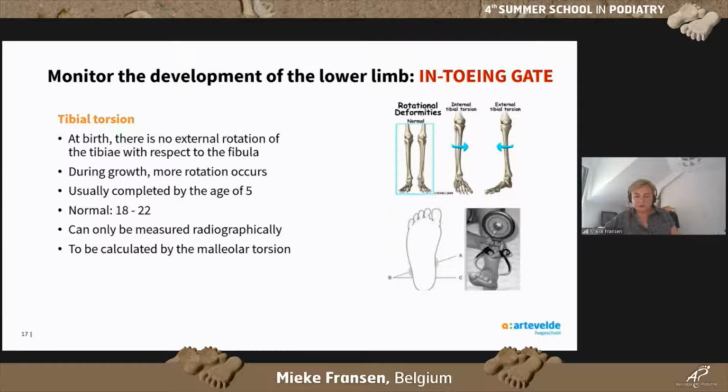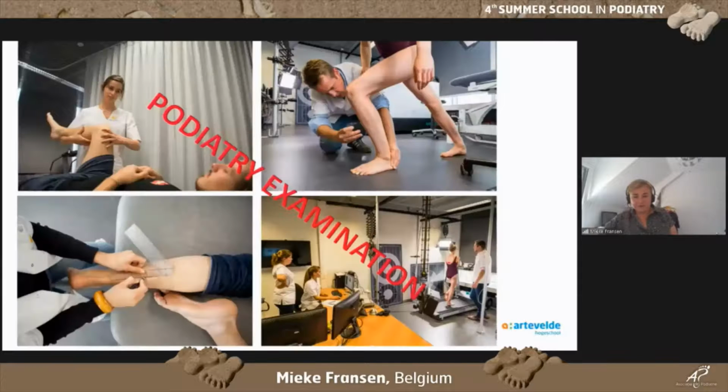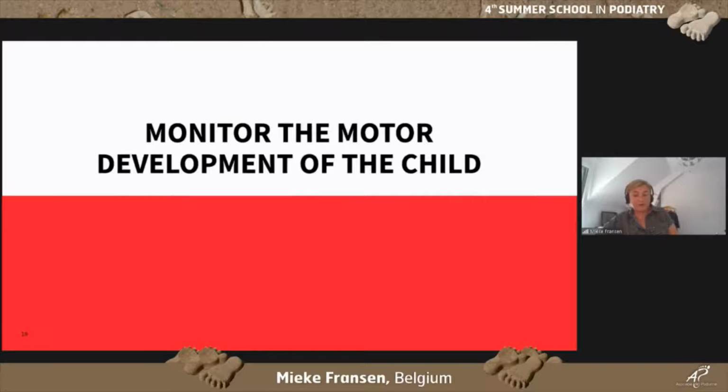So monitoring the position of the limb is very important in children to evaluate if the child is developing normally. We do this by clinical and biomechanical examination. We measure the position of the joints, we measure the range of motion of the joints, position in relation to other joints, and very important, by analyzing the gait of children, which gives us a lot of information. And this brings me to the monitoring of the motor development of the child. Mostly the task of physiotherapist and pediatrician, you might think, and I totally agree. But as I said, the gait of children gives us a lot of information.